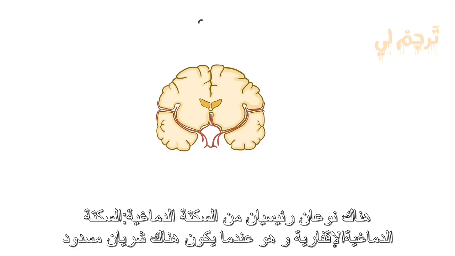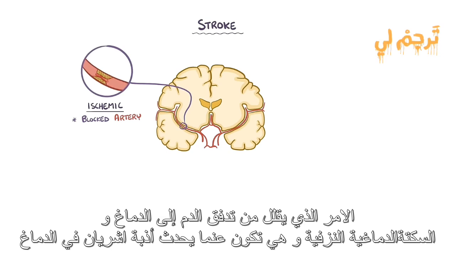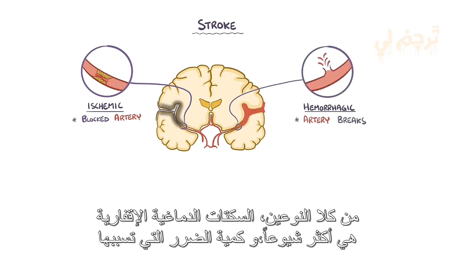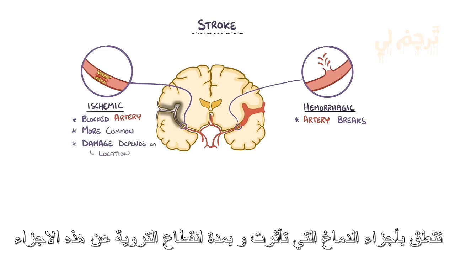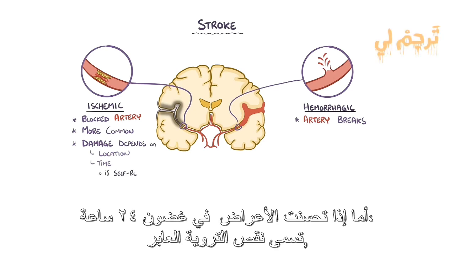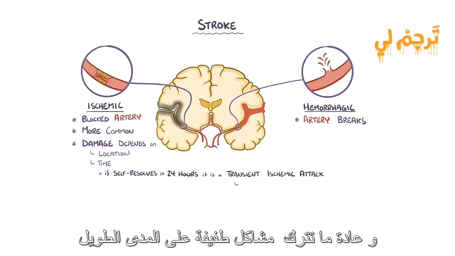There are two main types of stroke. An ischemic stroke, which is when there is a blocked artery that reduces blood flow to the brain, and a hemorrhagic stroke, which is when there is an artery in the brain that breaks, creating a pool of blood that damages the brain. Of the two, ischemic strokes are much more common, and the amount of damage they cause is related to the parts of the brain that are affected and how long the brain suffers from reduced blood flow. Now, if symptoms self-resolve within 24 hours, it's called a transient ischemic attack, and there are usually minimal long-term problems.